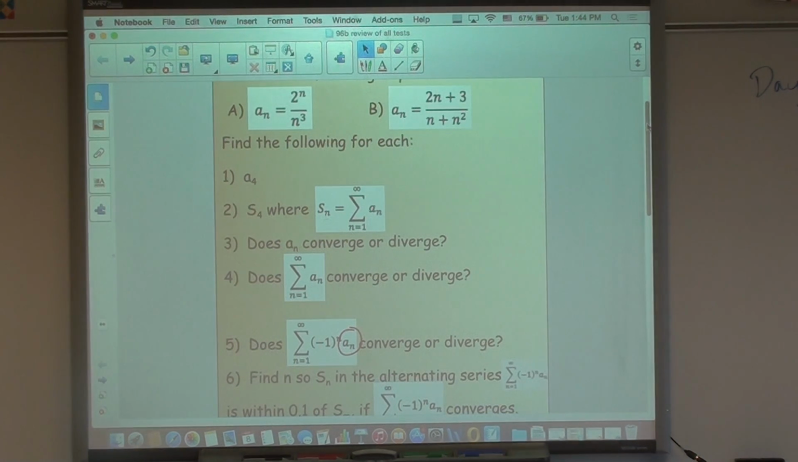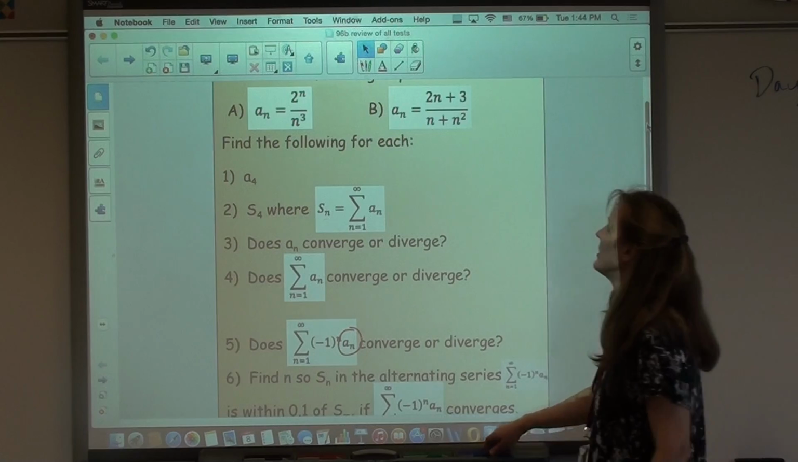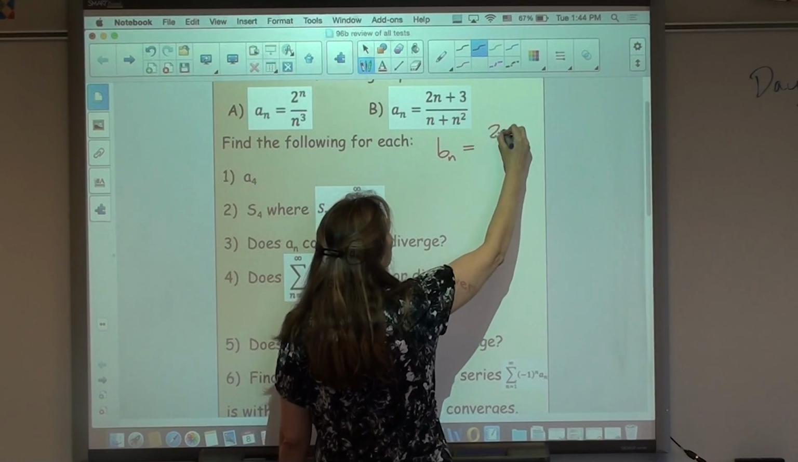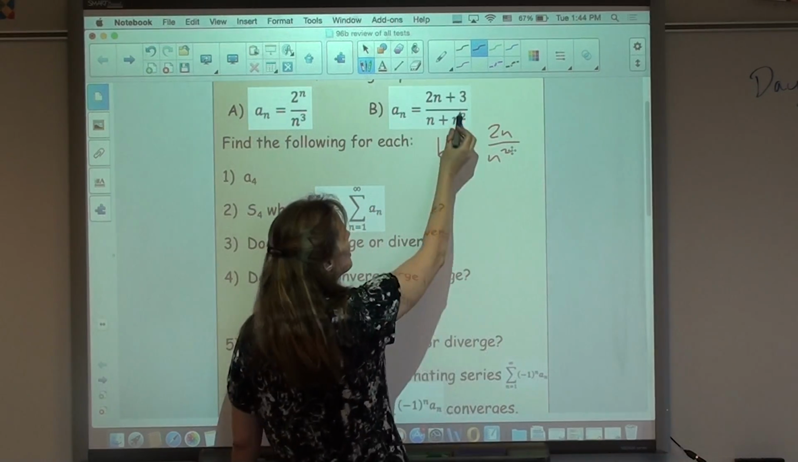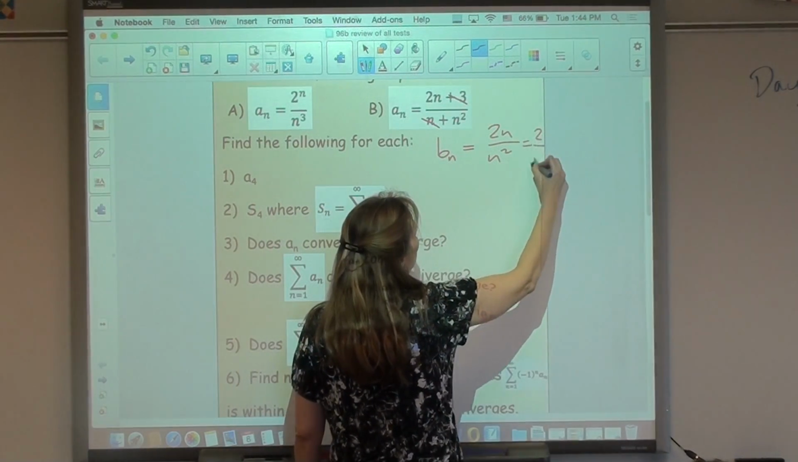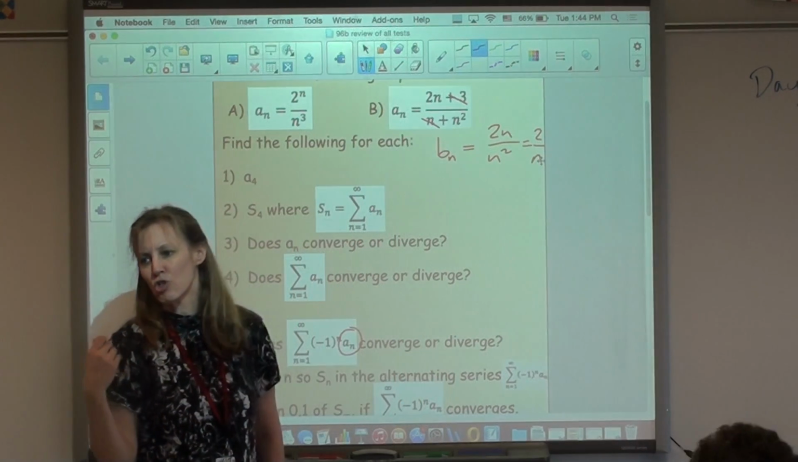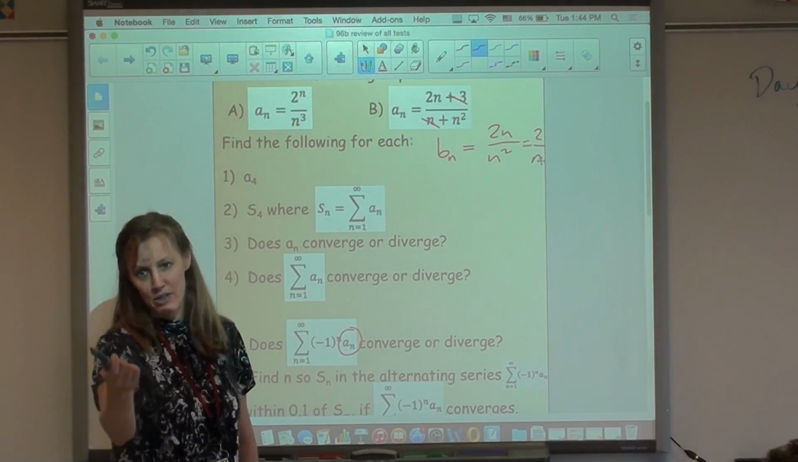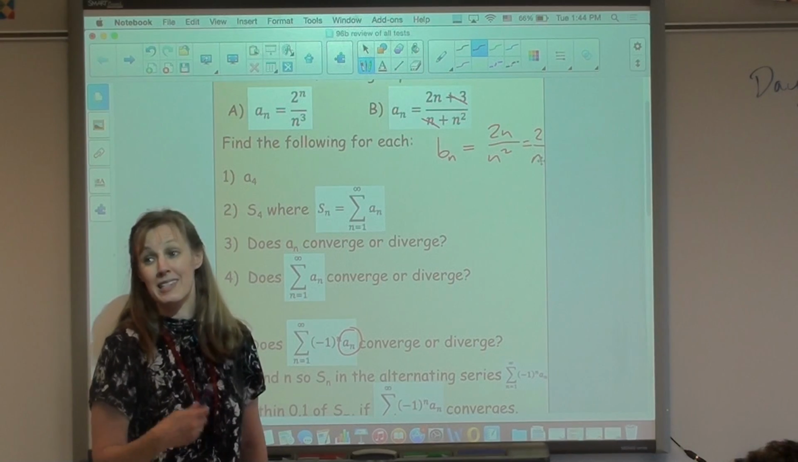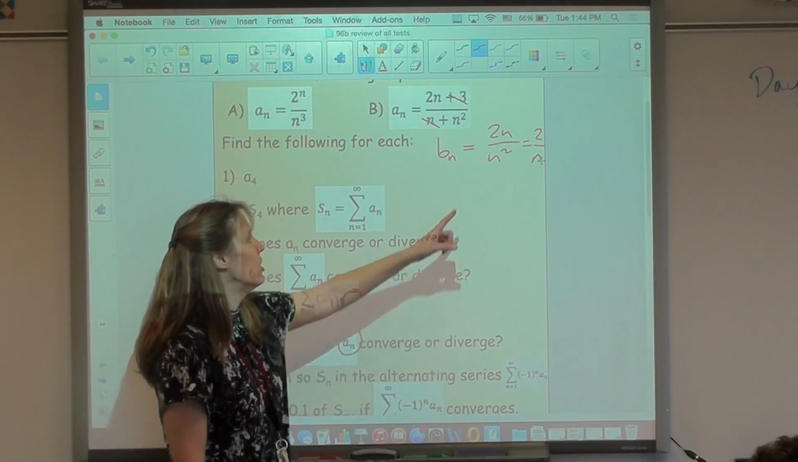You have to find a function that's similar, but simplified in a way where you could easily determine convergence. Like 2 over n, right? So this is a sub n, so I let b sub n equal 2n over n squared. So it's similar, I just killed off the 3 in the end. And then this simplifies down to 2 over n. Does that converge or diverge? How do you know? P-series, right? This is a P-series where the power is 1. Remember, anytime the power is less than or equal to 1, it diverges for a P-series, right? So we know this diverges.